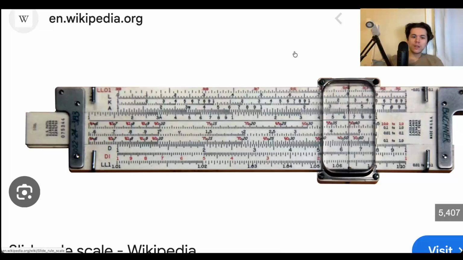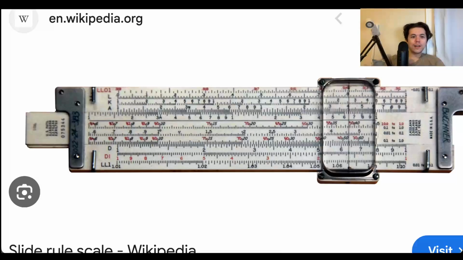And the way you could do it is, this is essentially like a log table. And multiplication and division in a log table is addition and subtraction. And so you slide this middle piece in and out to perform an addition or a subtraction. And then you search with the cursor for the answer, and that lets you compute multiplications and divisions.